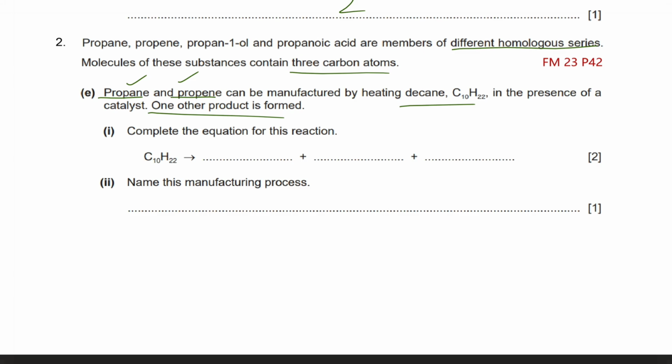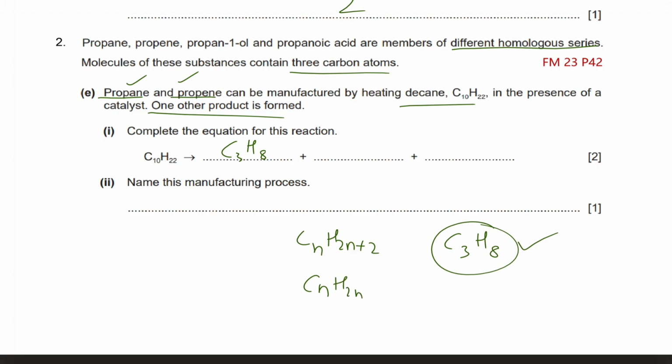Now, what is the general formula of alkane? CnH2n+2. So what will be the formula for propane? It will be C3H8. This is the general formula, and this is the formula for propane. So C3H8. And then you take propene. Propene would be CnH2n if you have to substitute. That will be C3H6.